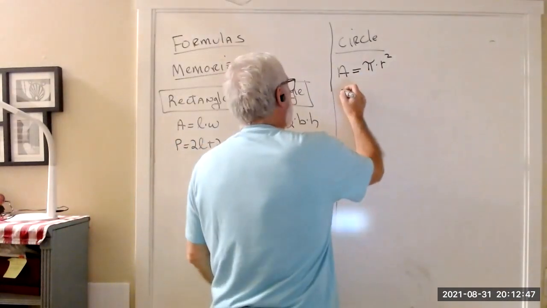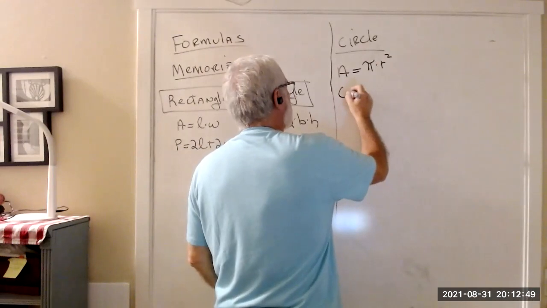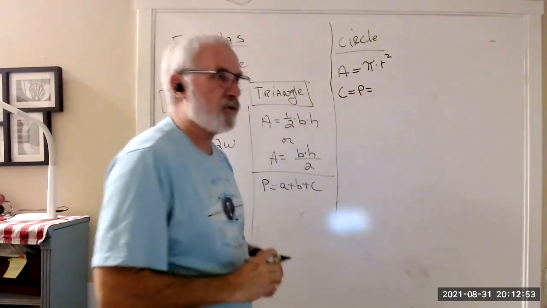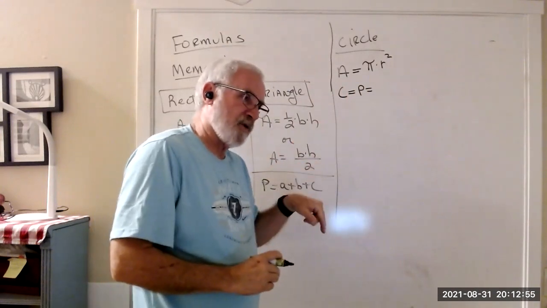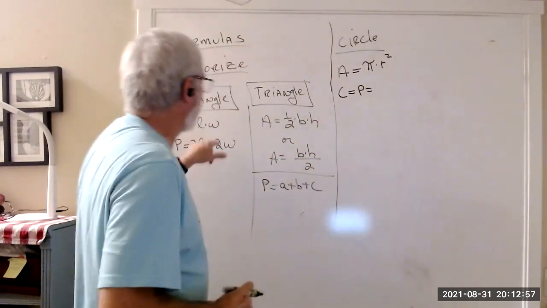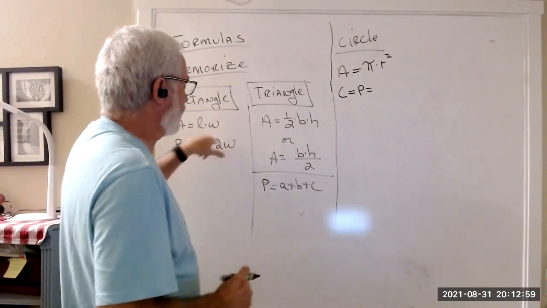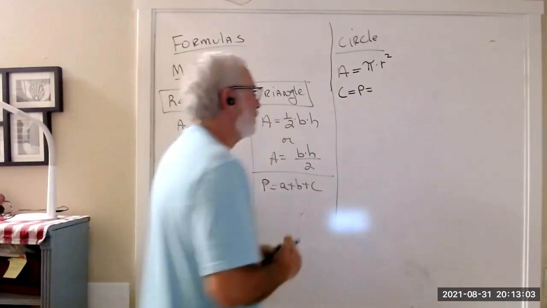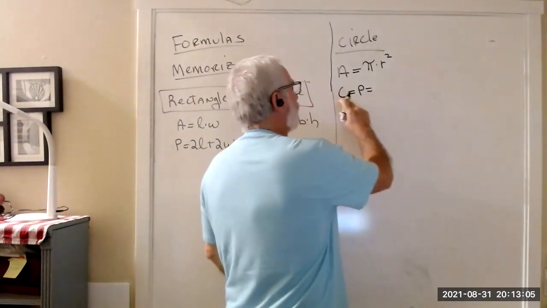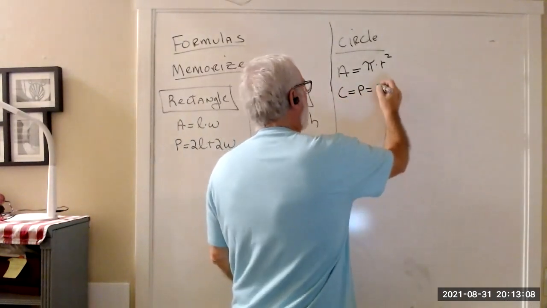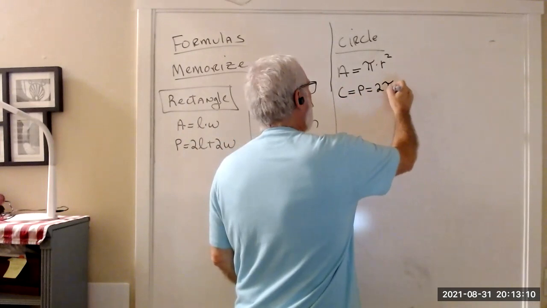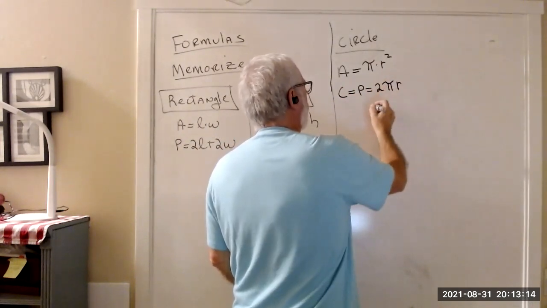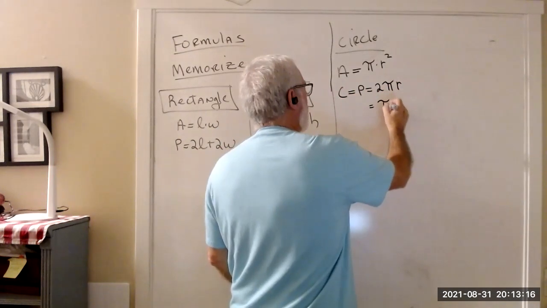The circumference of a circle, circumference is the same as perimeter. It's just anything that's curvy, they call it the circumference. If it's got square or flat edges or flat sides rather, they call it the perimeter. Okay, but because math is weird. But the circumference or the perimeter is 2 pi r, or it's pi d.